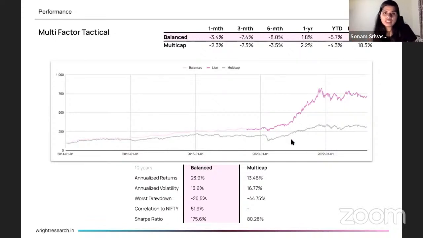So if you are a balanced investor, if you're not a high risk investor, then it's a very perfect portfolio for you. You can make this the core of your portfolio.